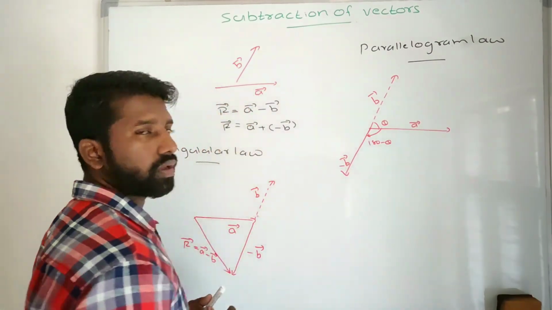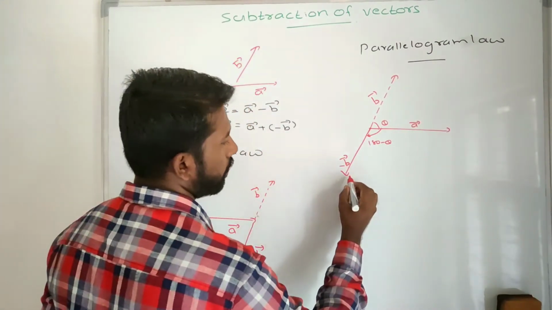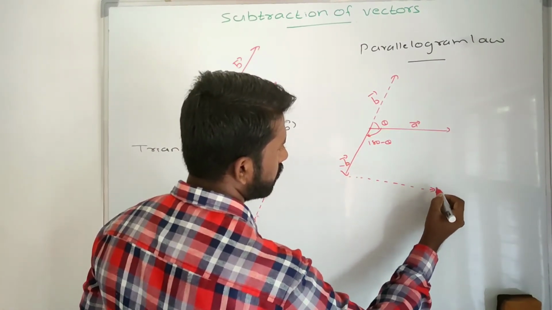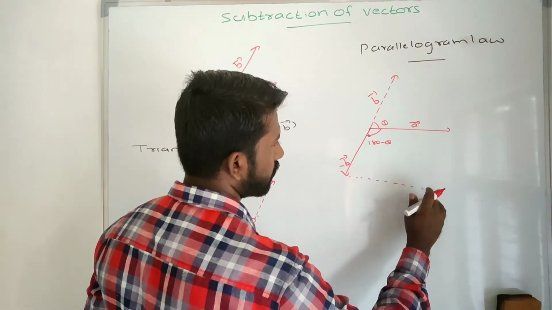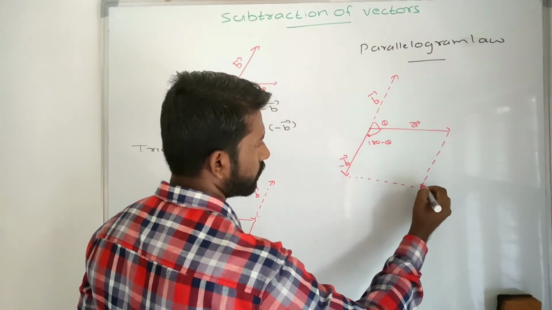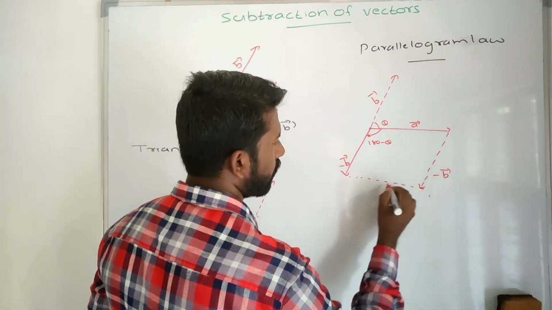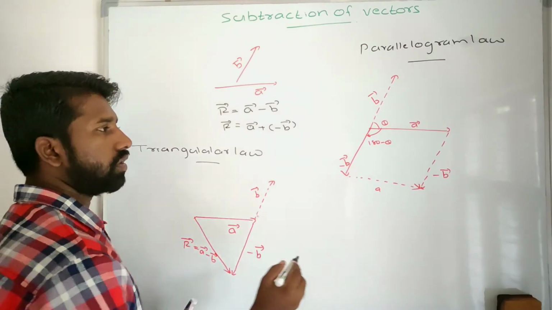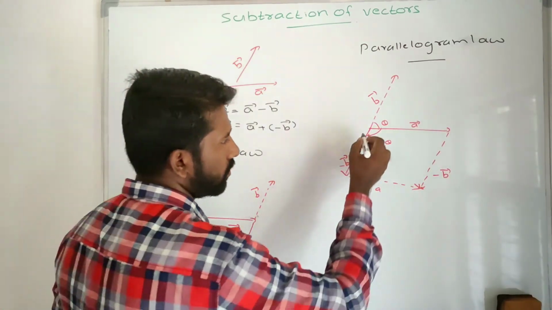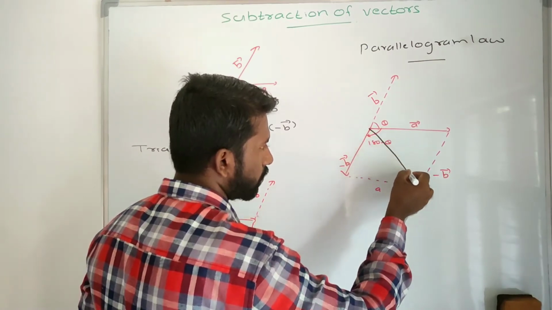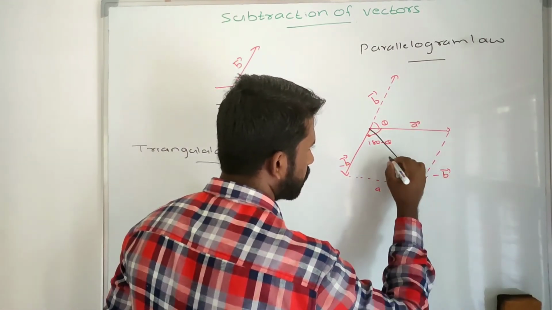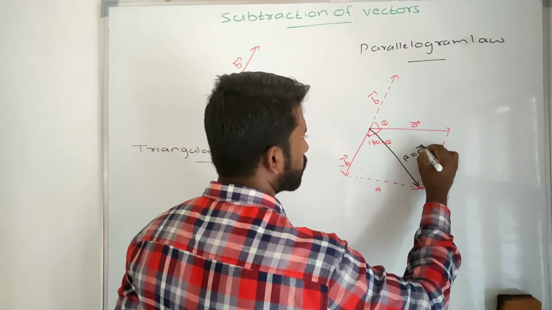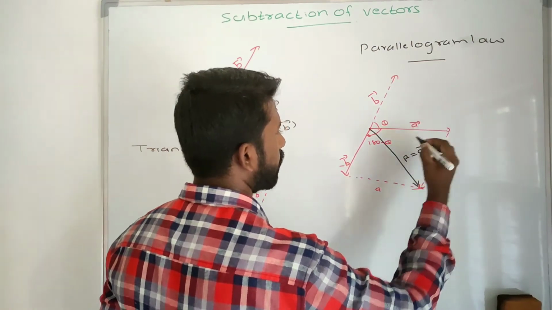Okay, for a parallelogram, opposite sides are equal and parallel. So this A vector I can draw like this. Another minus B vector I can draw on this side. This is the minus B vector and this is the A vector. Okay, clear? Then the diagonal of this parallelogram is the resultant. That has to pass through the common point. This is the common point. So this is the resultant. This R is equal to A vector plus minus B vector, that is A minus B.